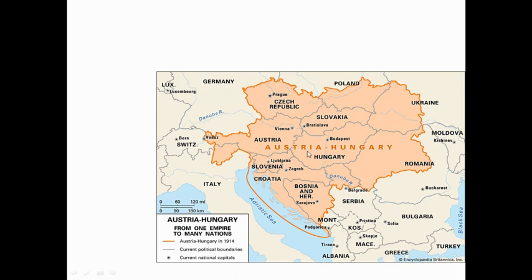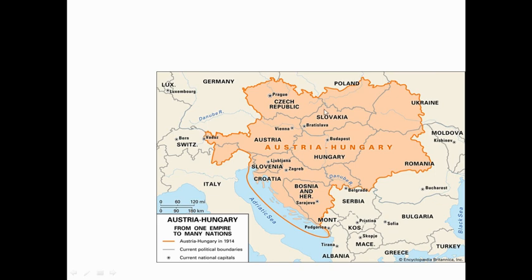Now, in those days, Austria-Hungary was one big country. The modern countries are here on the map. There's Austria, which isn't such a big country anymore. And there's the Czech Republic, Slovakia. Hungary is a separate country now. Croatia, Slovenia, etc. Bosnia, all these different places. But in those days, the orange line shows you that this was all one massive country.